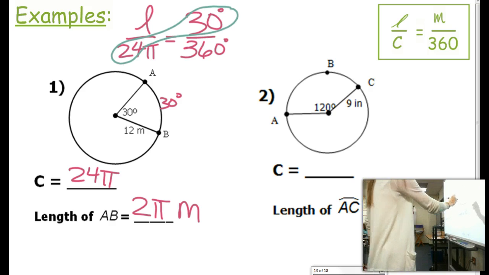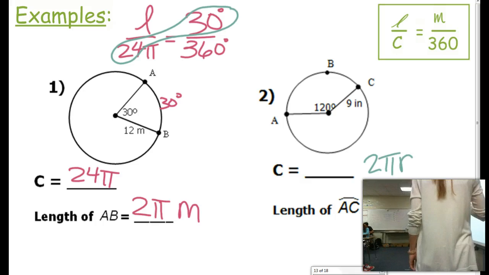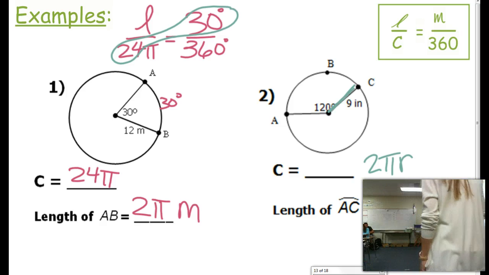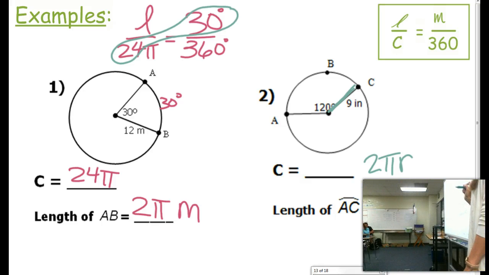Okay. Number 2, Paige, what's the circumference of number 2? So, circumference is 2 pi r. What's the radius? 9. It's always the segment. Yeah, 9. So what's the circumference? 18 pi.